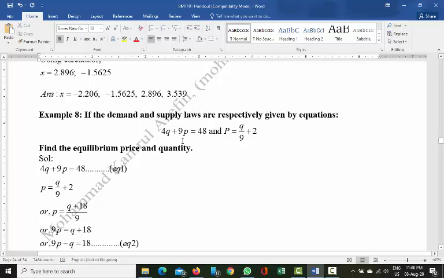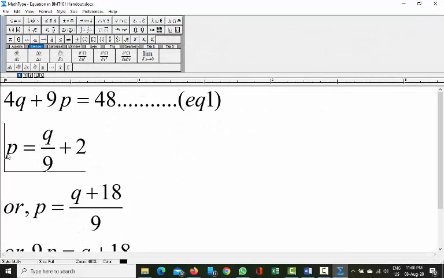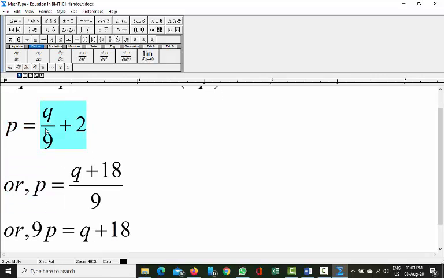The first equation is 4q plus 9p is equal to 48, and the second equation is p is equal to q by 9 plus 2. Let us simplify the second equation. Here 9 is the LCM. If you add these two, we will get q plus 18, since 9 multiplied by 2 is 18. That means p is equal to q plus 18 divided by 9.